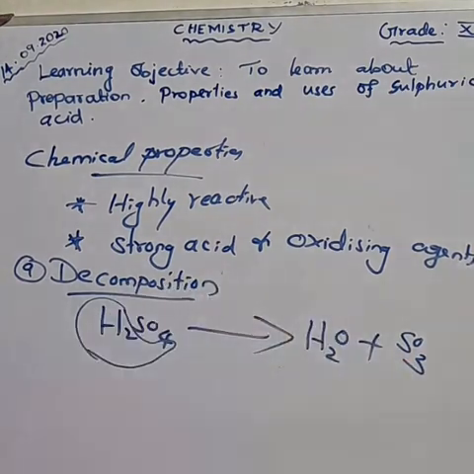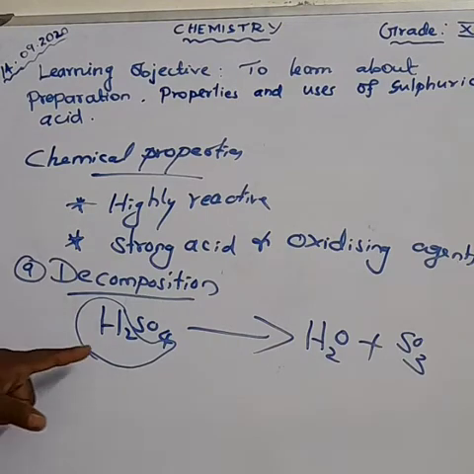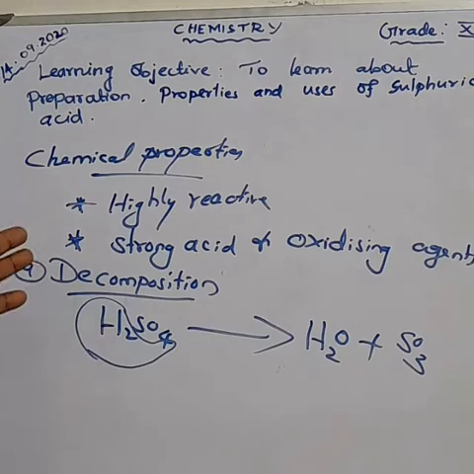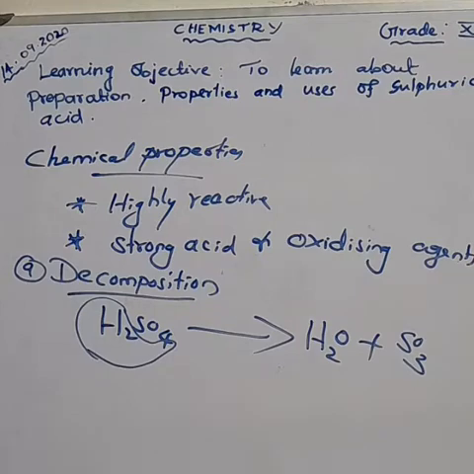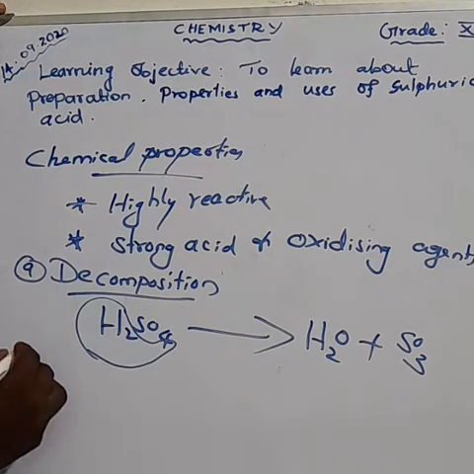So, on decomposition, it splits into two compounds. One is water and another one is sulfur trioxide. Sulfur trioxide is one of the very important products in the decomposition reactions of sulfuric acid. Decomposition reaction is the splitting into two compounds, where sulfuric acid decomposes to form water and sulfur trioxide, SO3. Clear?